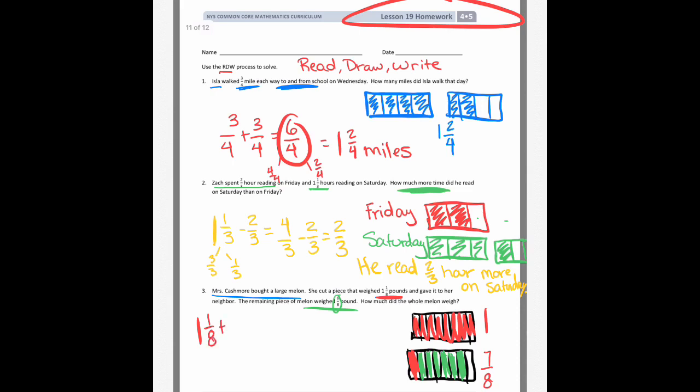So 1 1/8 plus 6/8. Now you could just add the fractions together, but if you follow the pattern we've been doing, I'm going to turn this into a fraction greater than 1. 1 1/8 is the same thing as 9/8. So 9/8 plus 6/8 is going to equal 15/8, which when I turn back into a mixed number is going to be 1 7/8, which is exactly what we found with the picture as well.